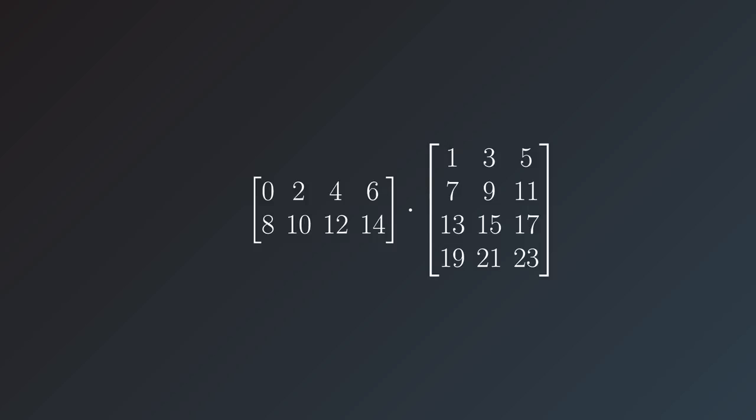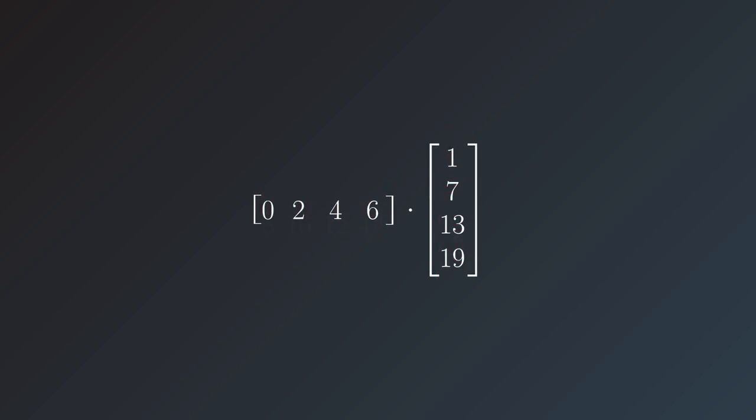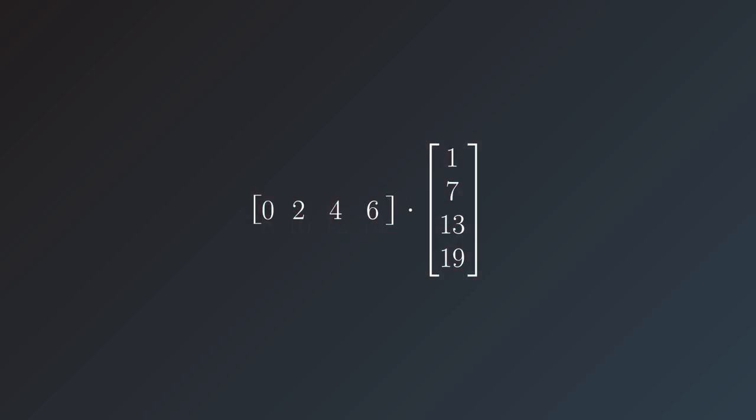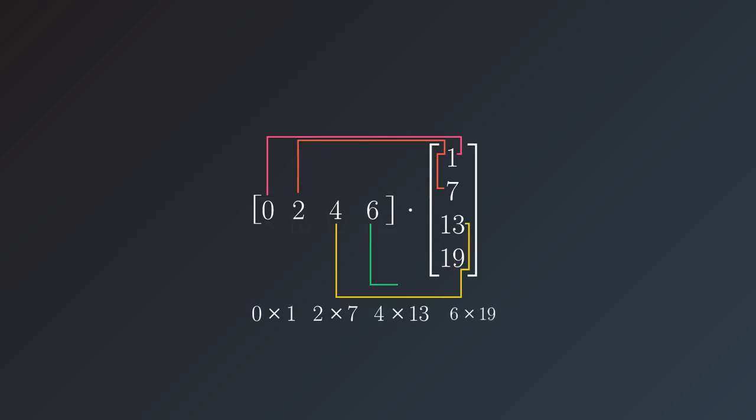To find the product of these two matrices, we'll start by taking the dot product of the first row of the left matrix and the first column of the right matrix. For now, just ignore all these other numbers. Then we can pretend this row and this column are just two equal length vectors. Now we find their dot product with corresponding elements moving across this row and down this column. So just like before, we have the 0 times the 1, the 2 times the 7, and so on. The dot product between this row and this column becomes one entry in the result matrix.